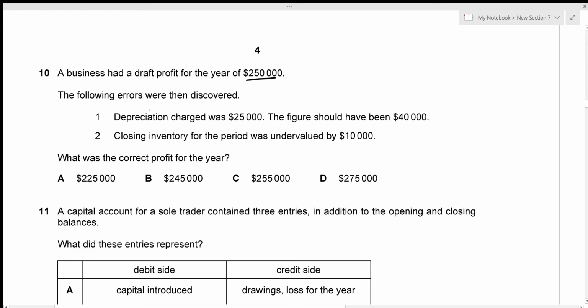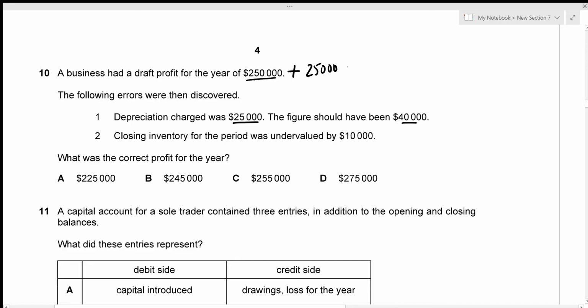So let's just adjust the depreciation first. The depreciation charge was 25,000, but we actually need to include 40,000. So I'm just going to add the depreciation figure back to the draft profit because we know that depreciation is actually deducted. So if the 25,000 was deducted before and I'm adding the 25,000 back now, that's going to adjust the value, but I should also include the correct balance for the depreciation, which is 40,000.